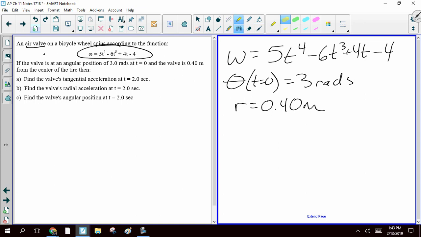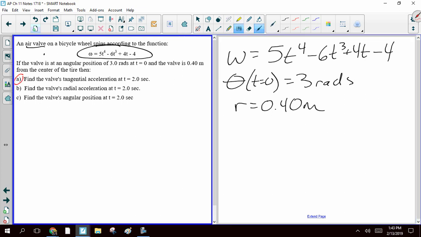All right, so let's do part A. Part A wants the tangential acceleration. All right, well, tangential acceleration, so we're looking for this guy, right? Because remember, tangential acceleration is just fancy speak for linear acceleration, right? So why don't we find the angular acceleration and then use a jumper?